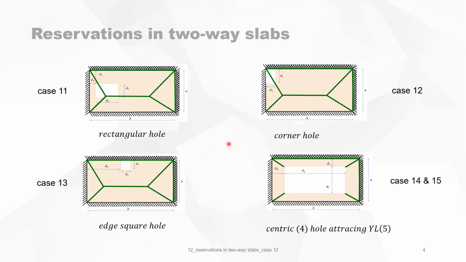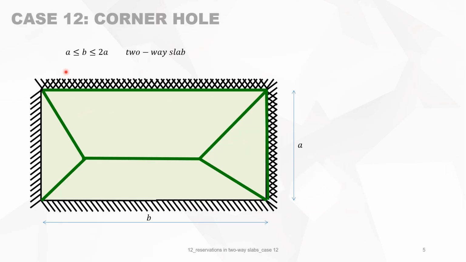This video will deal with case 12, which is a corner hole or corner reservation in the top left of the slab. And this reservation is following the yield line. Two-way slab means that B must be between A and 2A. Then we have the reservation B1, B2, and the reservation is following the yield line. So the top left corner means that D4 and D3 are 0.